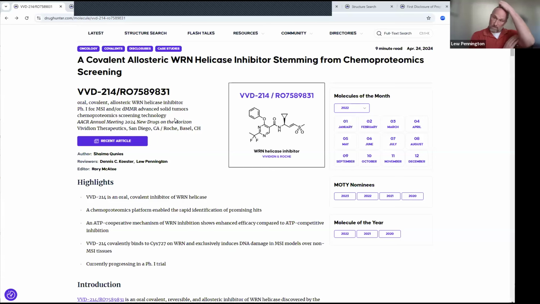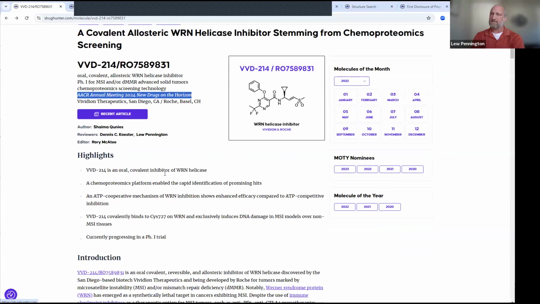We also like to include the source for the article. You can see here, this article actually stemmed from a presentation at the AACR meeting in 2024, the New Drugs on the Horizon session. So this is something you could not get from the literature. This is something that was presented at a meeting. We had people present, taking notes, and we used those notes as the basis for this article.